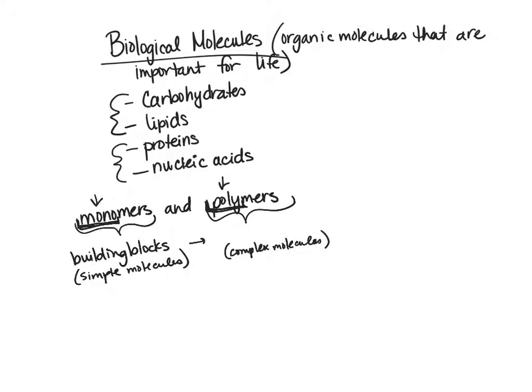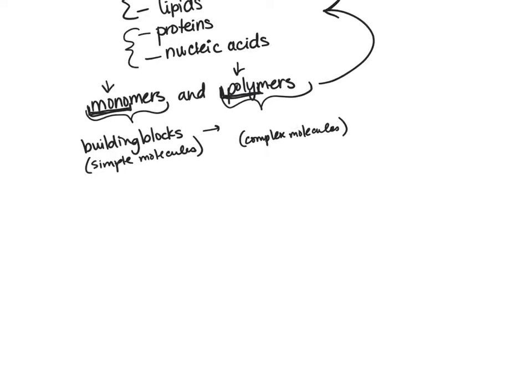So we can take monomers, put them together to make polymers, right? That would be a building up reaction, which would be a what? Anabolic or catabolic? Right, anabolic reaction. And then we have our polymers, which we can then break down into monomers. So polymers then are complex molecules, breaking them down into our simple molecules are monomers, which would then be what? Anabolic or catabolic? Right, catabolic. And so we have monomers and polymers of all of these different biological molecules. And so we're going to talk about each of these monomers and polymers in each of these biological molecules. So we'll start with carbohydrates.